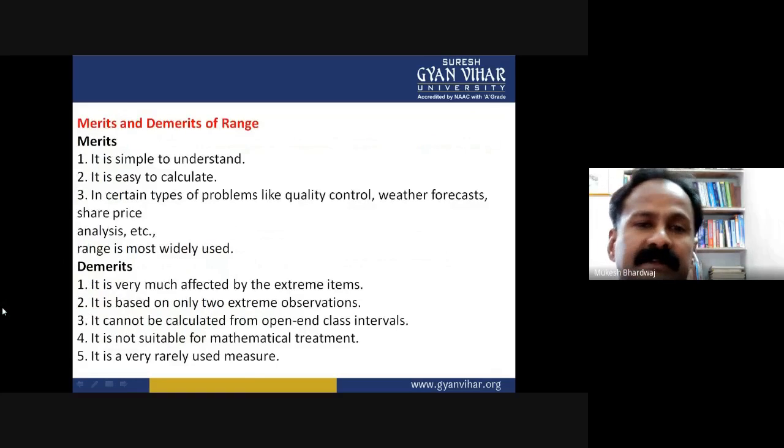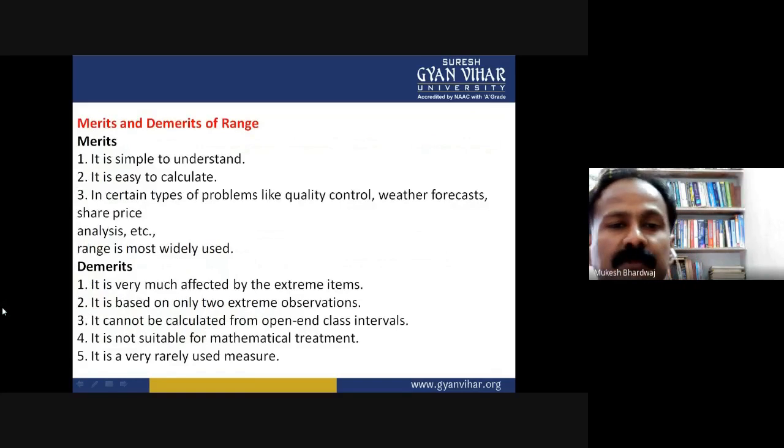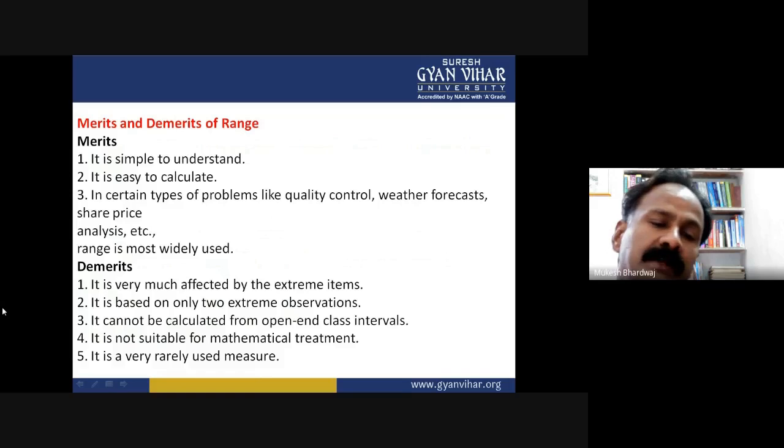Now, merits and demerits of range. It is simple to understand. It is easy to calculate. In certain types of problems like quality control, weather forecast, share price analysis, etc., range is most widely used.